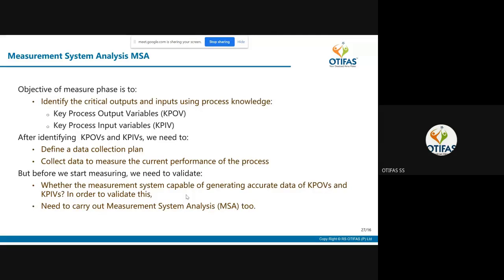So similarly, in a measurement system also, there must be some elements, components of that system. So what are the three components of the system? The measurement system comprises the person who is taking the measurement, then the gauge with which we are taking the measurement, and the third one is the part itself. So these are the three components of the measurement system.